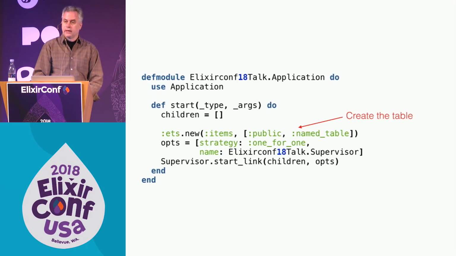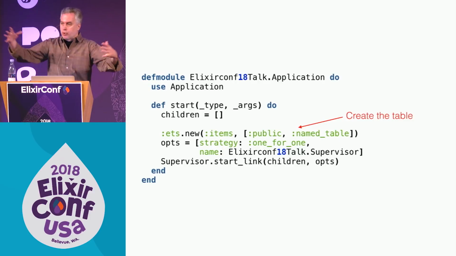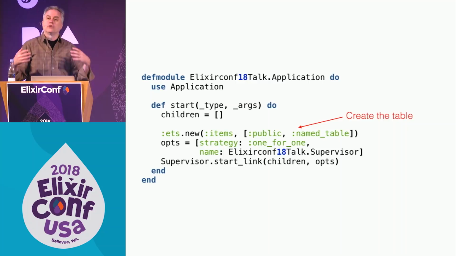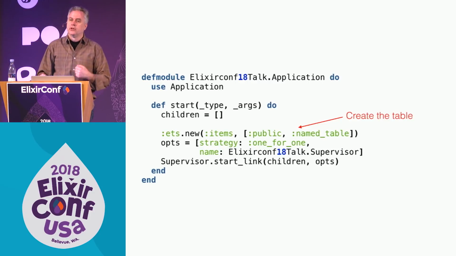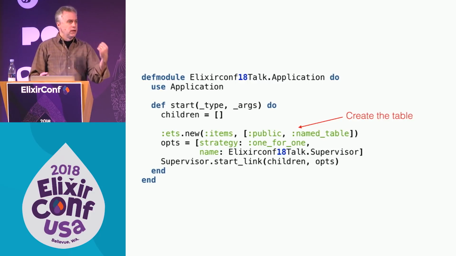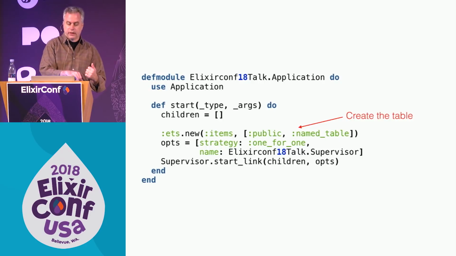So here we are in our application.ex file. We're starting this ETS table as we're starting the application. We want it to be public so that any process can interact with it. We also want it to be a named table so that we can interact with it using this items atom as the name, so we don't have to hang on to a reference to it and pass that around. We can just call it by name.